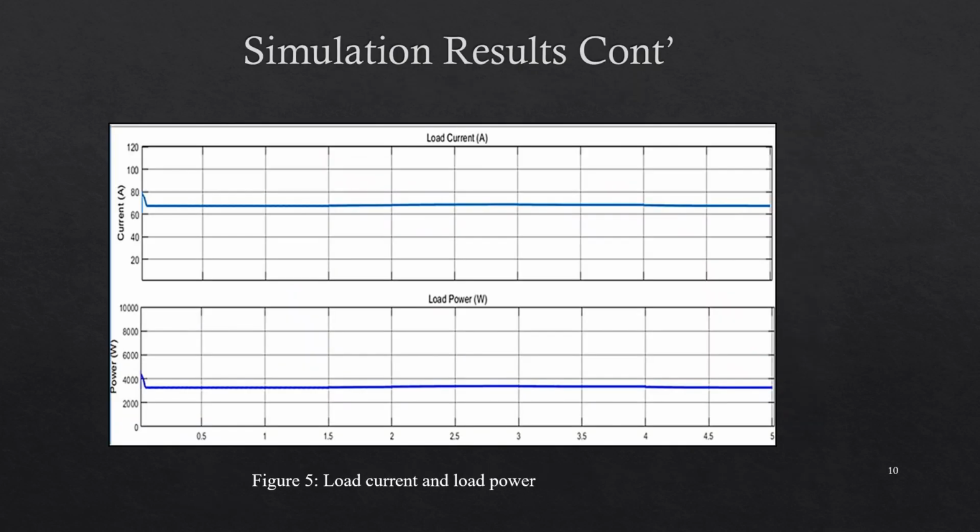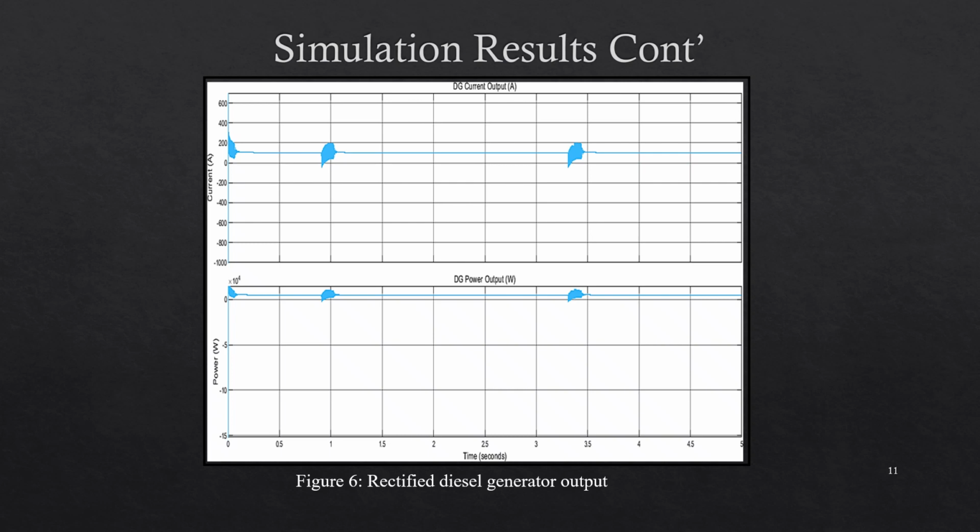Part of the simulation result continuation shows us the load current and the load power, which is also rated in watts, and the curve, to see the behavior of this load current and the load power of this particular simulation. Also, because we are using a generator, there is need to also see the rectified diesel generator outputs. So this graph shows the rectified diesel generator outputs for the system as seen from the MATLAB simulation.